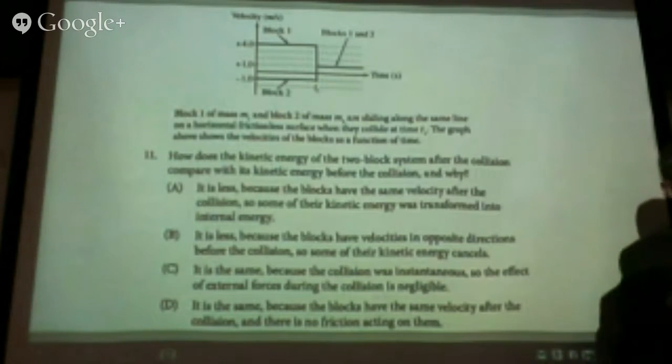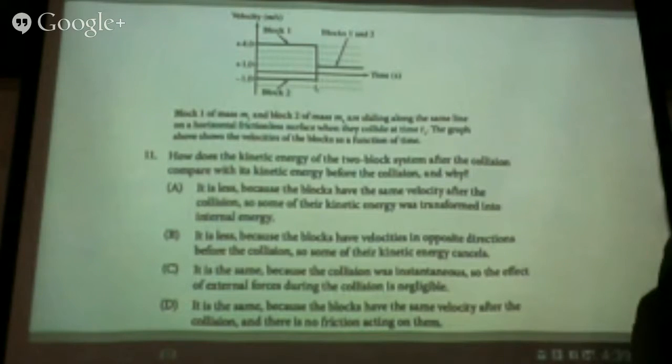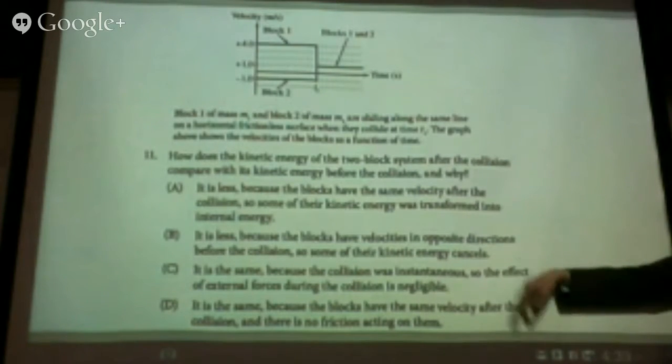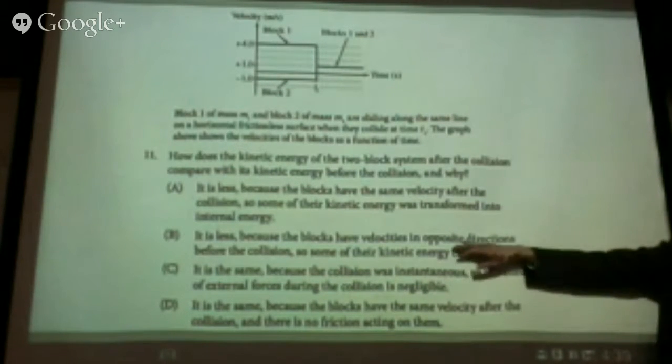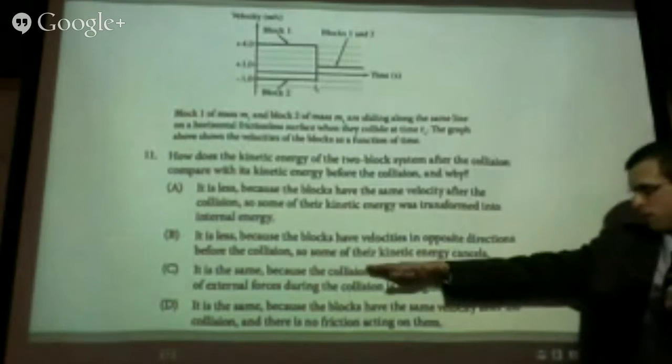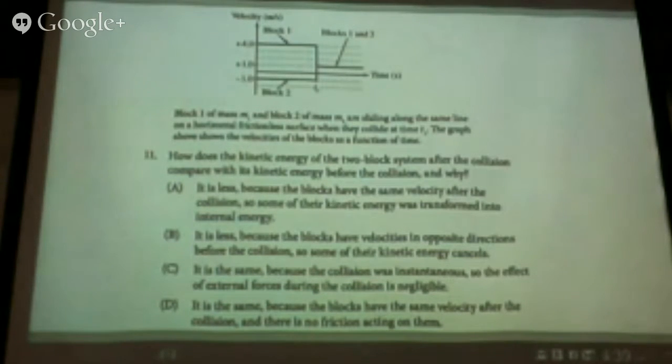Look at the equation. It's 1/2 mv squared. Even if v was negative, when you square it, we get a positive number. Kinetic energy is a scalar quantity, and it's always a positive quantity. So to have some of it cancel just can't happen. So it doesn't matter what the rest of this one says. The fact that it's saying some of their kinetic energy cancels tells us that's wrong. Throw it out. Leaves us with A for the choices we made here.